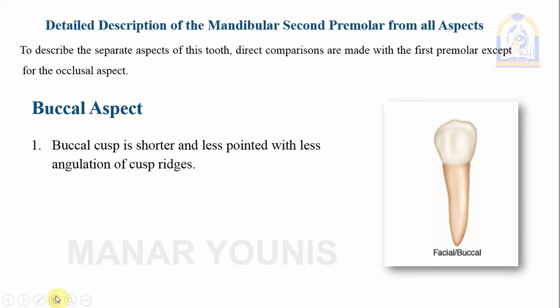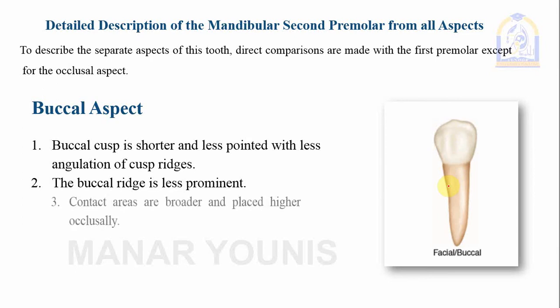The buccal cusp is shorter and less pointed, as you can notice here. It is shorter. The cusp ridges show less angulation or less slope. The cusp tip is less pointed. The buccal ridge is usually less prominent than the buccal ridge of the mandibular first. Also, the mesial cusp slope is shorter than the distal, or in many cases they are of equal size, and the cusp tip will usually be located in the center with the long axis of the root.